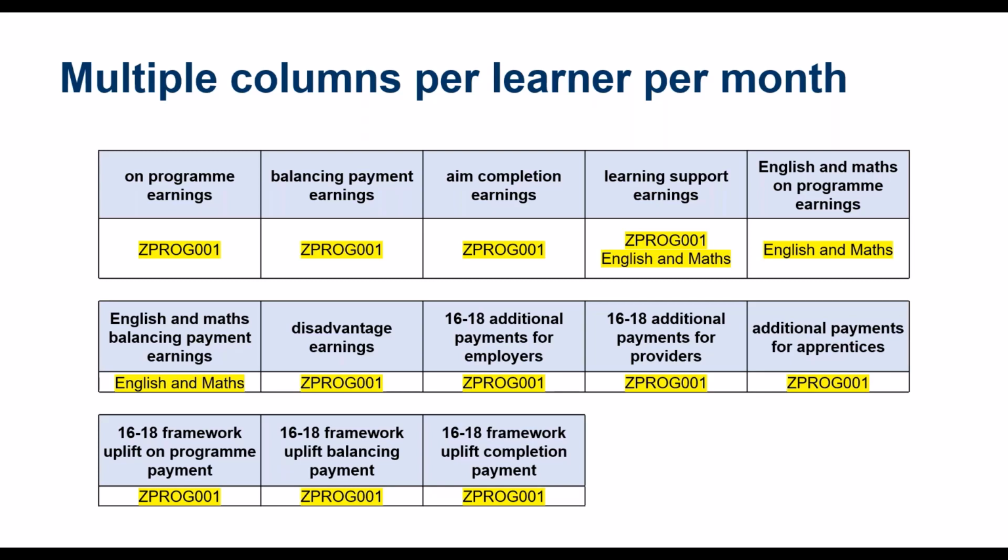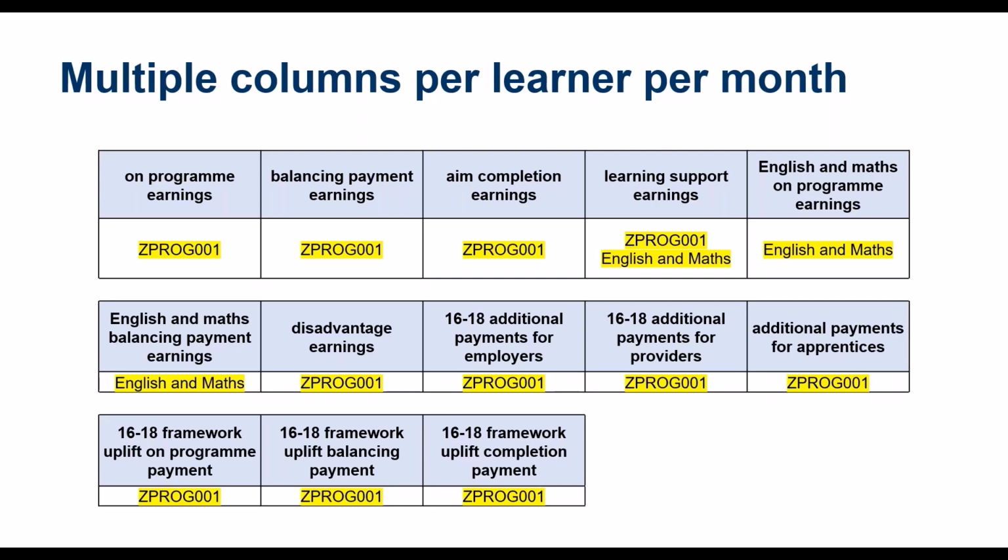And this slide is designed just to show you, if you haven't used this APPS indicative earnings report before, that for each month you would see all of these columns for all the different types of earnings. The slide gives a brief, detailed breakdown of all the columns on the indicative earnings report for each month. For all of these types of earnings, the funding earned will show against the row for the ZPROG 001, with the exception of the maths and English aims.